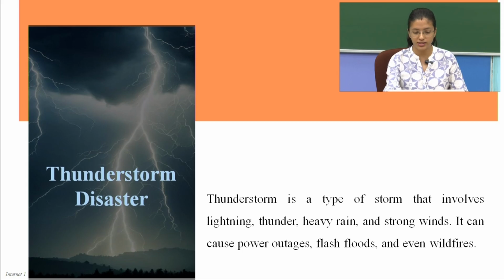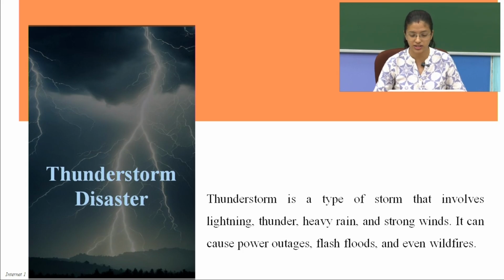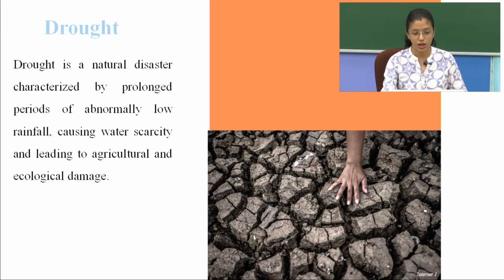Thunderstorms, though often considered to be a routine event, can trigger landslides, floods, and earthquakes. Recognizing early warning signs is very important to overcome this natural disaster. Also, it is very common in the northeast region of India and also along the coastal areas. Drought is also a natural disaster that is characterized by prolonged water scarcity and abnormally low rainfall, causing imbalance in agriculture and ecological damage.